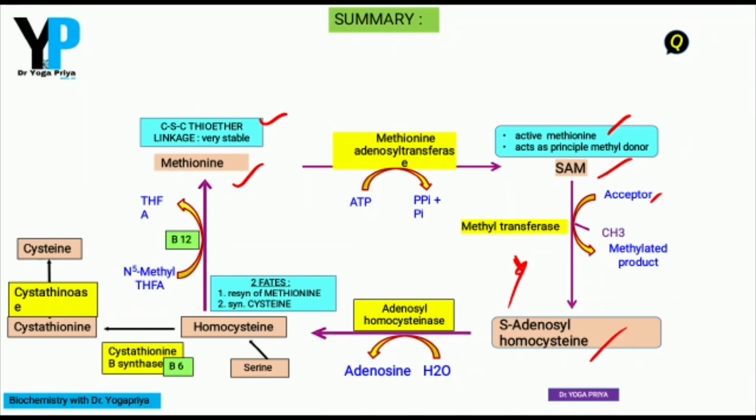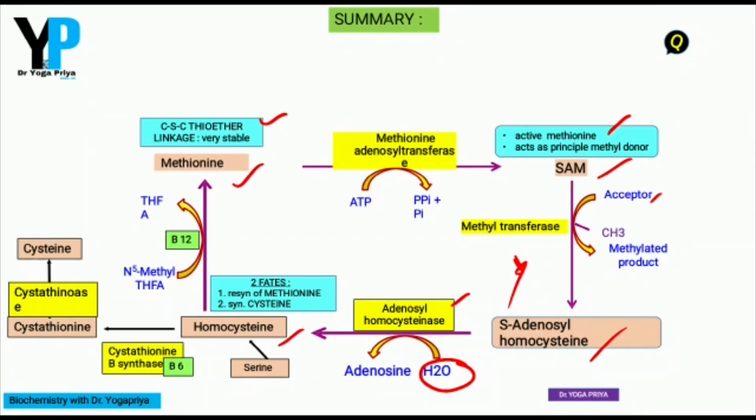Now the S-adenosyl homocysteine, by the action of the enzyme adenosyl homocysteinase, results in formation of homocysteine. What happens here is, with the addition of a water molecule, the adenosine group is removed from S-adenosyl homocysteine. Finally, it forms homocysteine. When we talk about homocysteine, it has two important fates. One is it can either synthesize cysteine or it can again resynthesize methionine.